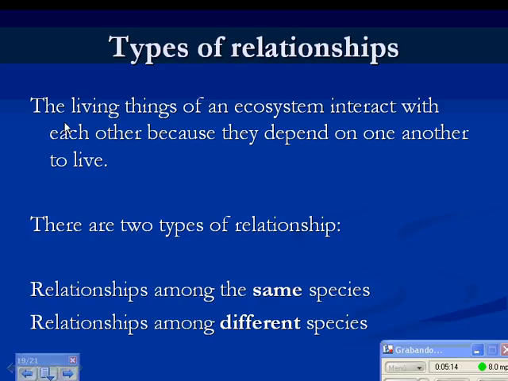Types of relationships. The living things of an ecosystem interact with each other because they depend on one another to live. There are two types of relationship: relationships among the same species and relationships among different species.